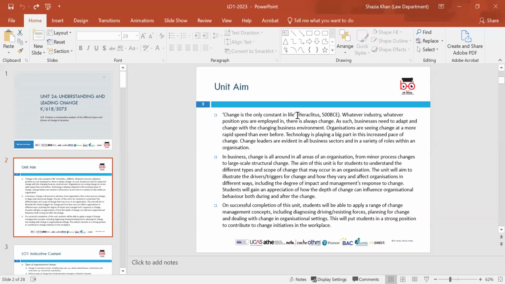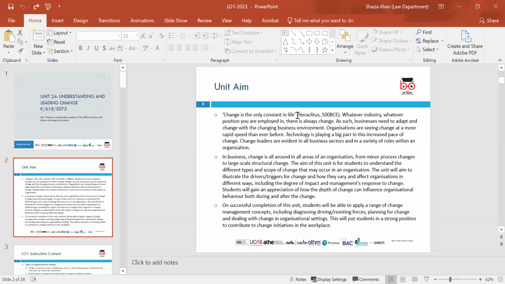Organizations sometimes see rapid change, and it could be technology, or the structure of the organization. In business, change is all around in all areas of organizations, from minor process changes to large-scale structural change. The aim of this unit is to make students understand the different types and scope of change that may occur in an organization, and the unit will illustrate the drivers and triggers of change and how they affect organizations, including the degree of impact and management response.